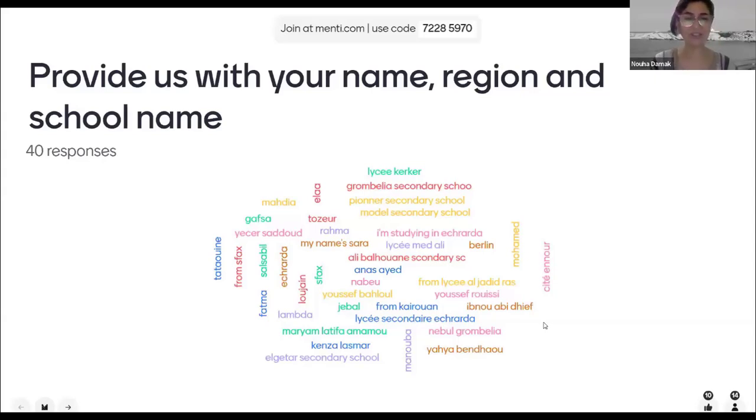You can see yourselves, your names, your regions. That's beautiful to have all these participants from the different regions of Tunisia, from different schools. You can see your school names and your region. That's nice. I enjoy teaching from different places, from different regions. That's really nice and enjoyable.